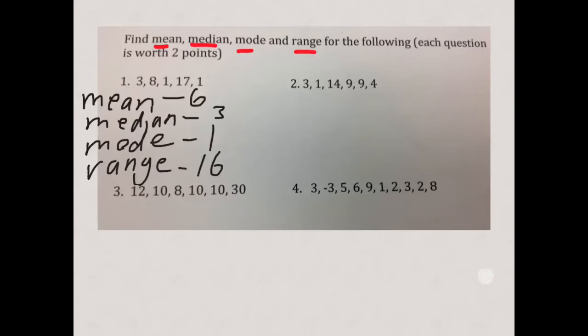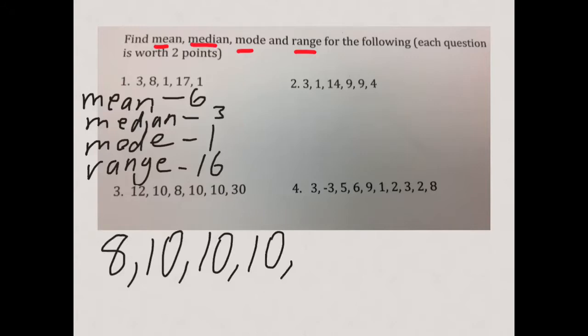Okay. Now you're going to do the same thing for problems 2, 3, and 4. And tomorrow's quiz will probably have the same amount of numbers. I mean, the same amount of problems. But let's look at number 3 for median. It has 1, 2, 3, 4, 5, 6 digits, 6 different numbers. So let's put them in order. 8, 10, 10, 10, 12, and 30.